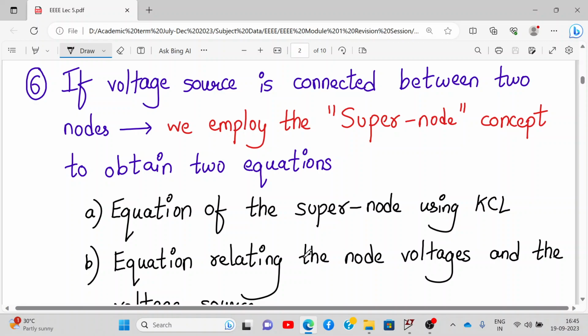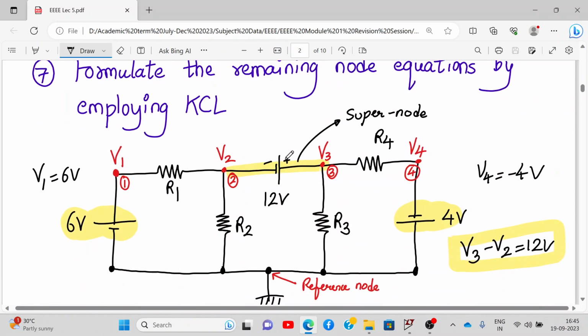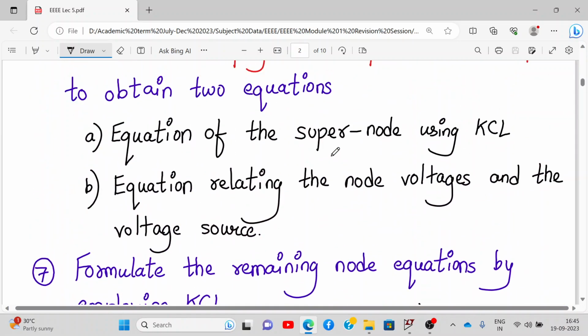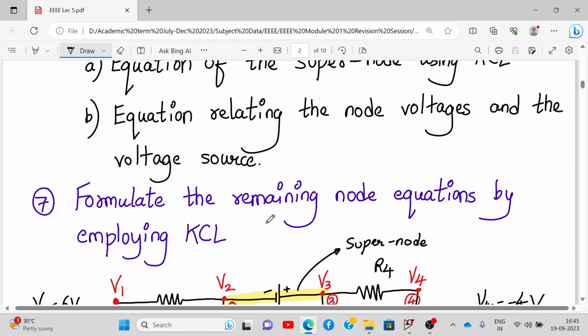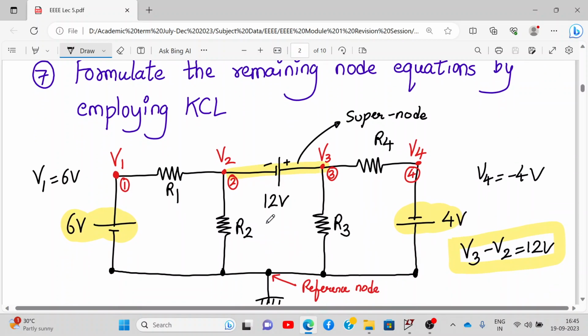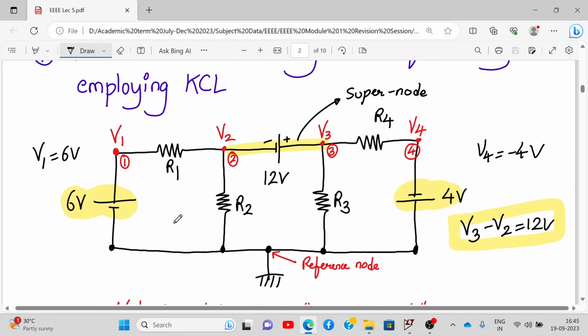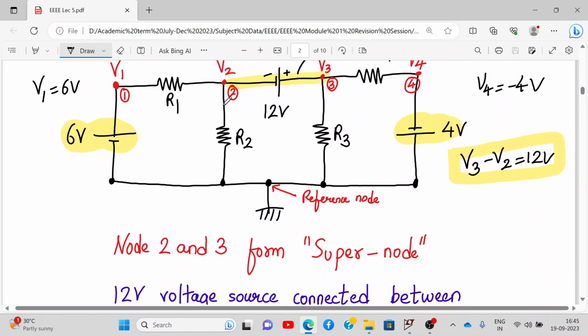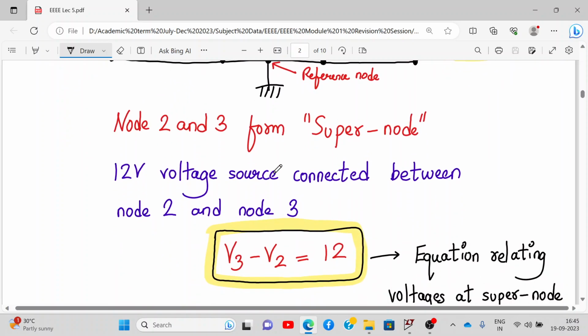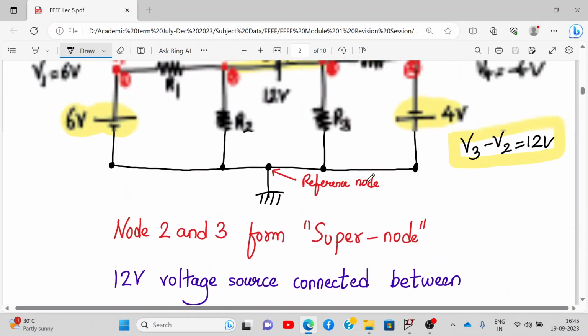And if a voltage source is connected between two nodes, we employ the supernode concept. So here the voltage source is connected between node 2 and 3, so 2 and 3 form a supernode. What do we do? We write the equation of the supernode using KCL. And then we write the equation relating the node voltages and the voltage source. So we formulate the remaining node equations by employing KCL. That we have seen now. So nodes 2 and 3 form a supernode, and this is the equation relating the node voltages at the supernode: V3 minus V2 is equal to 12.